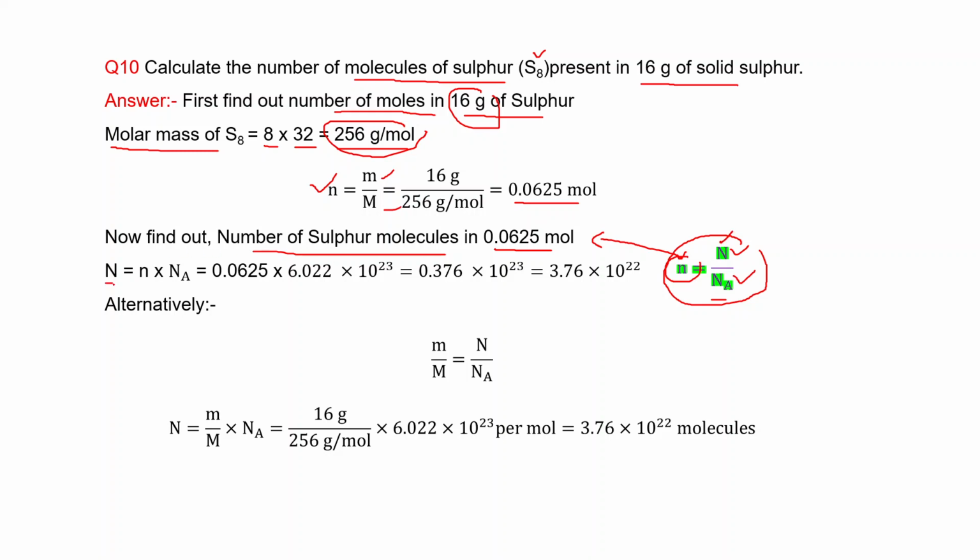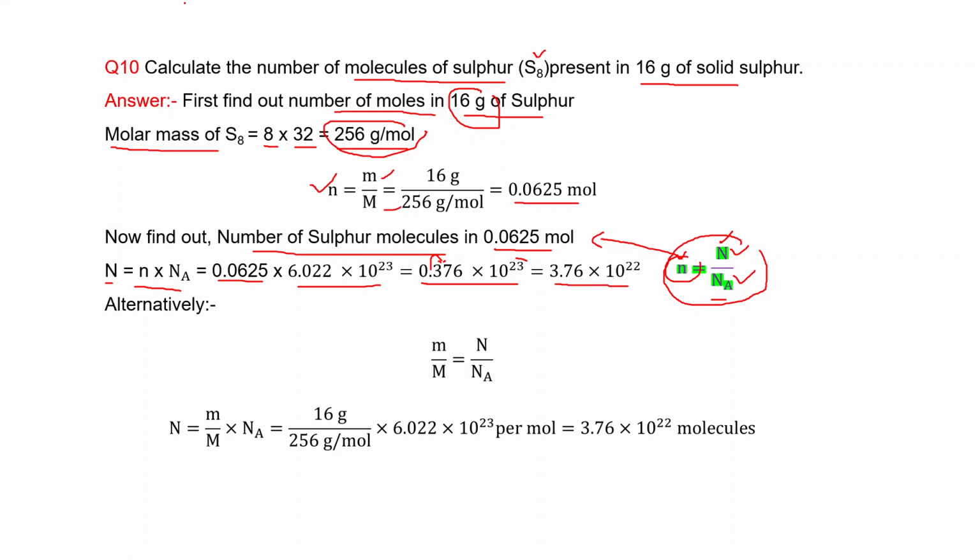That's why N is equal to n into Na. Put the value, this is Avogadro constant, and this is 0.376 into 10 to the power 23. If this decimal is shifted one place to the right side, then this power of 10 will decrease by 1. That's why 3.76 into 10 to the power 22.